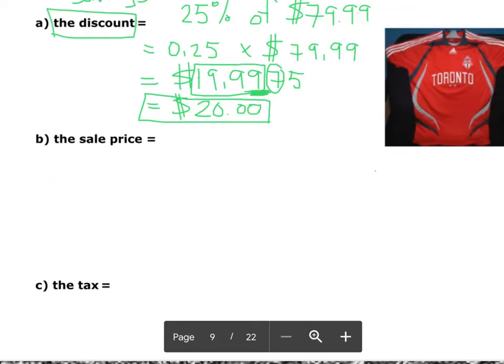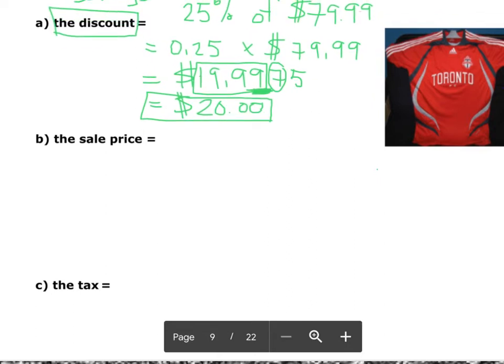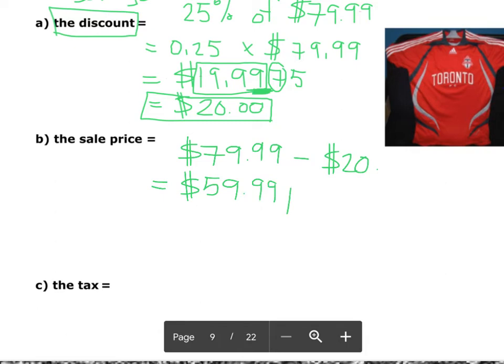So I just scrolled up here. What is the sale price? Remember, the sale price is always the original amount, which is in this case $79.99, and we're going to subtract the discount. So the discount is $20. I wrote this all in words on the last problem so you could look back at that. And so you're going to end up with $59.99. That is the sale price.